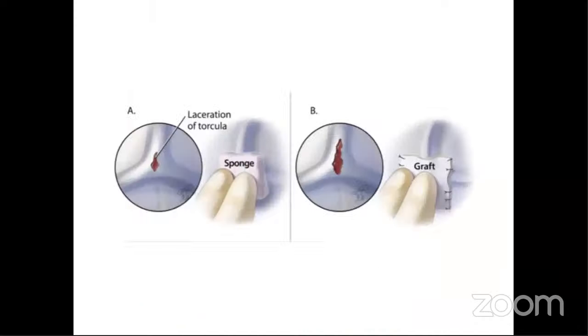So what happens when you damage the trochlea while doing the occipital craniotomy? If the laceration in the trochlea is small, you can put a sponge stone, apply gentle pressure, and the bleeding will stop by itself. If the laceration is a little larger, you put a graft and you stitch it with the surrounding dura.